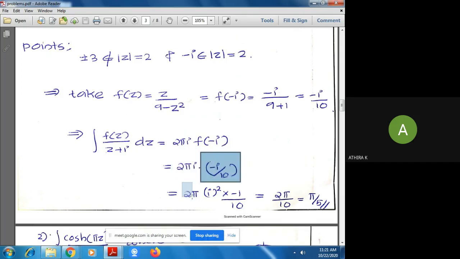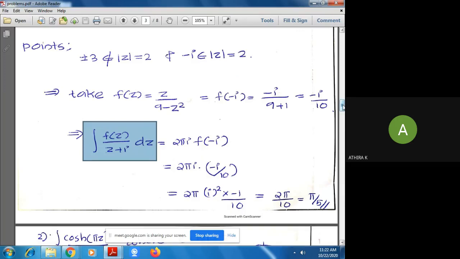That is 2 pi into, here is an I and here is a minus I. So, minus of I square into minus 1 divided by 10. I square is equal to minus 1 and here is also a minus 1. So, multiplying minus 1 and minus 1, we get 1, and 2 pi divided by 10. That is pi by 5. Pi by 5 is the value of the integral of f of z dz divided by z plus I.